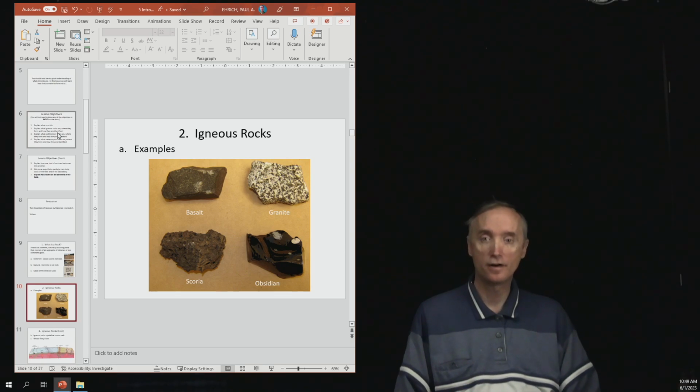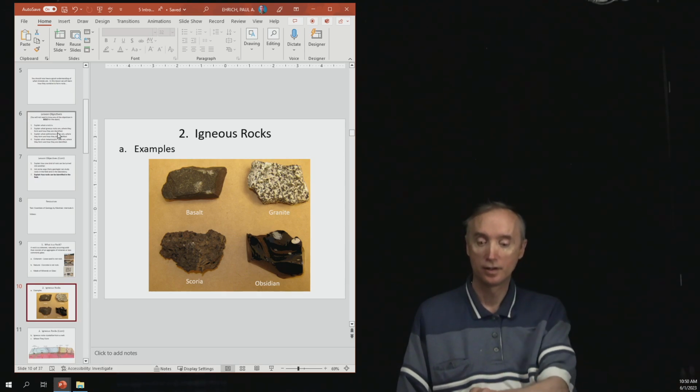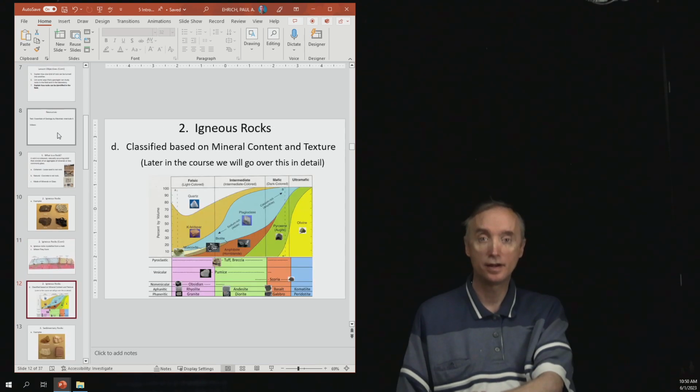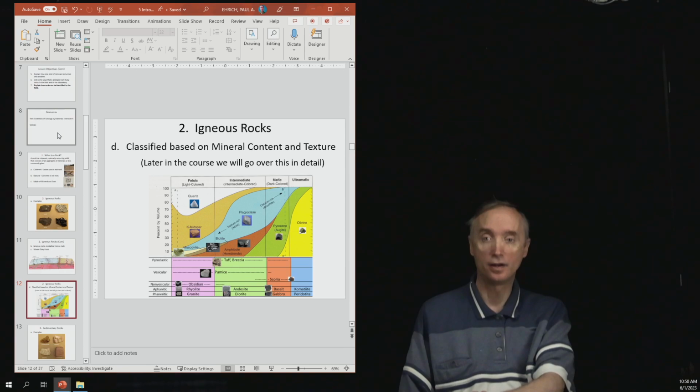You start off by talking about what igneous rocks are and where they're found, and then how they form, and then how they are classified. We'll talk more about this in the next video.